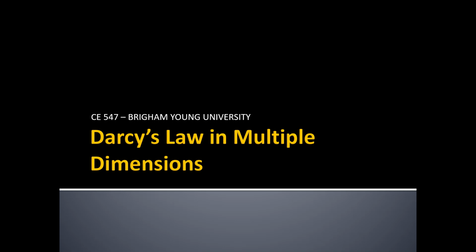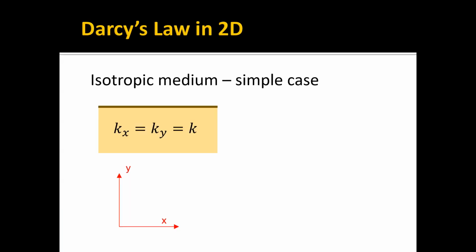And so in order to set things up so that we can derive our governing equations, we need to have a way of expressing Darcy's law in multiple dimensions. So, first of all, we are going to look at an isotropic medium. Isotropic means the properties are the same in each direction, and we're going to look at this in two dimensions.